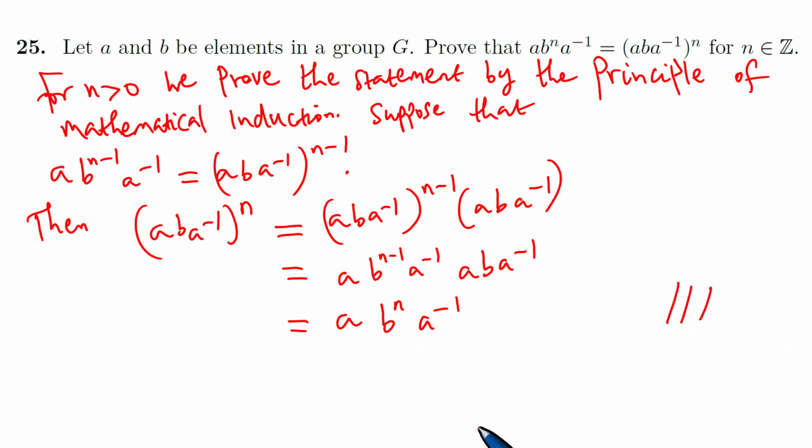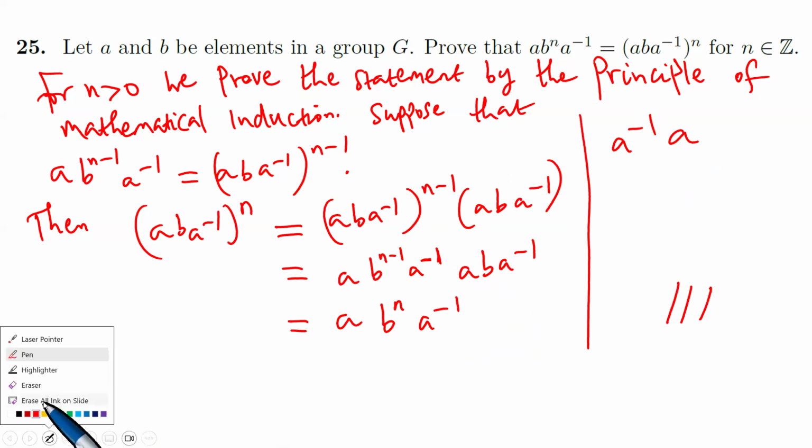Please come again. A times A, is it not A squared? Okay, you mean here? Let me see what you're observing. Because we have a to the power minus 1 times a. Yeah, that's one. Okay, that's fine.